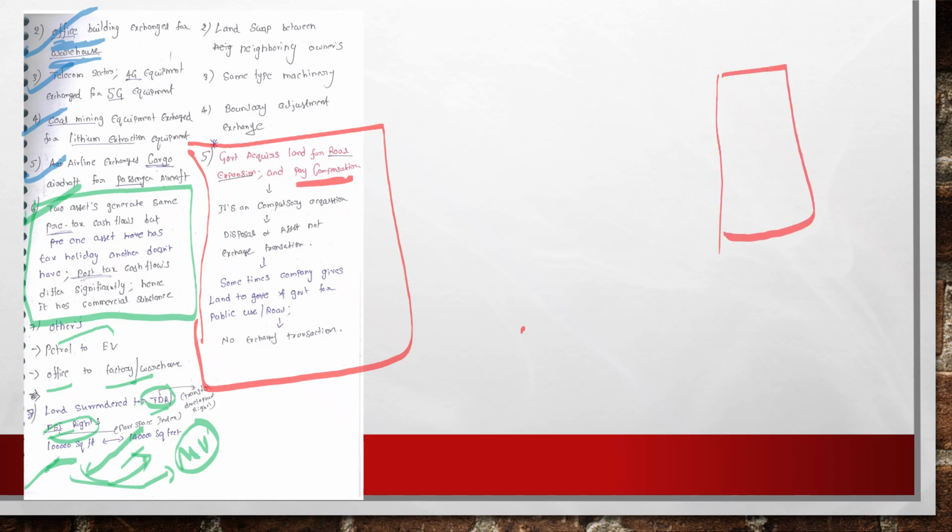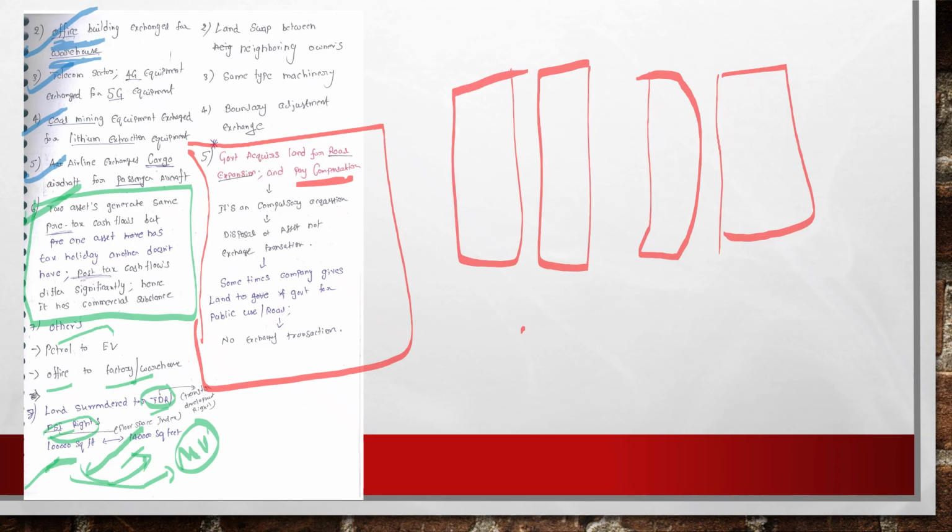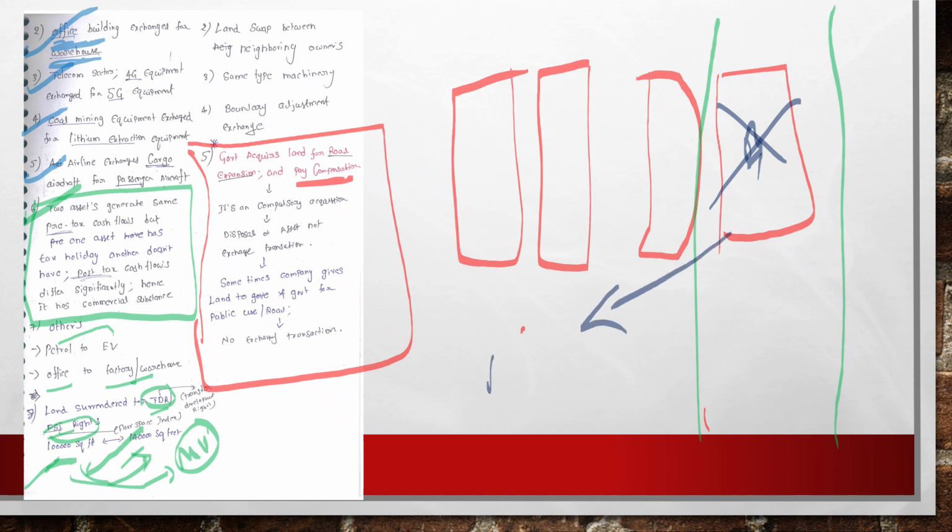Say we have 3 buildings in our portion. The government lays a road in the place of one building. So this building is gone under the government's compulsory acquisition. So we de-recognize this first, and then account for the consideration as sale consideration.